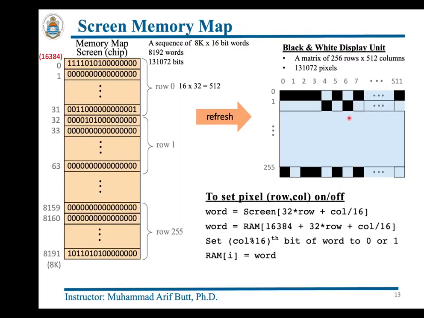And this slide shows the mapping of 131072 pixels of this screen with the 131072 bits inside the memory map. My dear students, in lecture number 19 we have discussed in detail how a 2D address of a pixel on this screen, that is a row and a column, is mapped onto a specific bit inside a specific word of this screen memory map. If you are not clear about this, I strongly recommend that you go through lecture number 19 of this course.